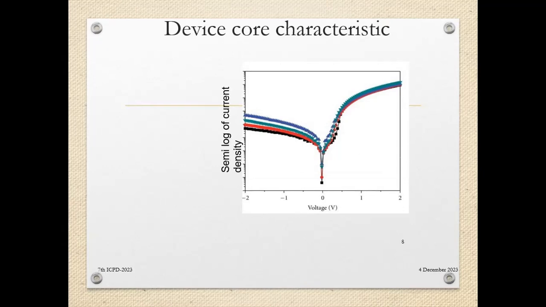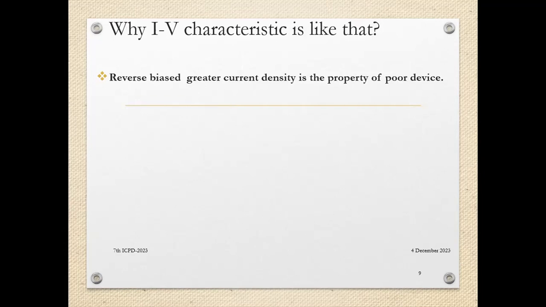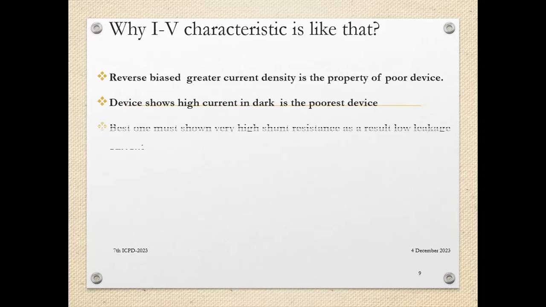The device core characteristic is that the reverse bias current should be lower compared to the forward bias, so that the highest signal to noise ratio and highest rectifying ratio can be achieved. That is the ideal for these photo device applications. The reverse current is detrimental, as it can reduce the signal to noise ratio and make the device less efficient, which is not acceptable for the device application.